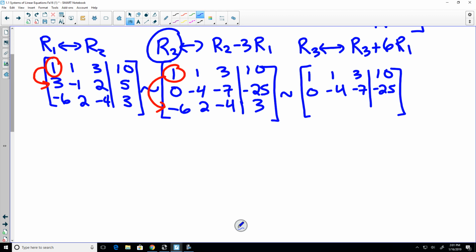Okay, so one at a time. I'm going to multiply that by 6 and add it to this. I get 0. That's what I wanted to happen. I'm trying to get that triangular form. 6 plus 2. 18 minus 4, right? So 3 times 6 is 18. Minus 4 would be 14. And then 60 plus 3.